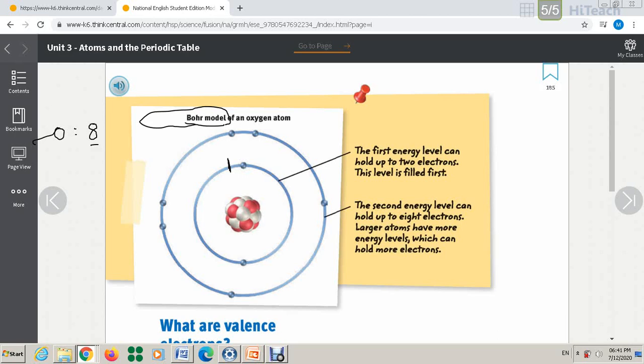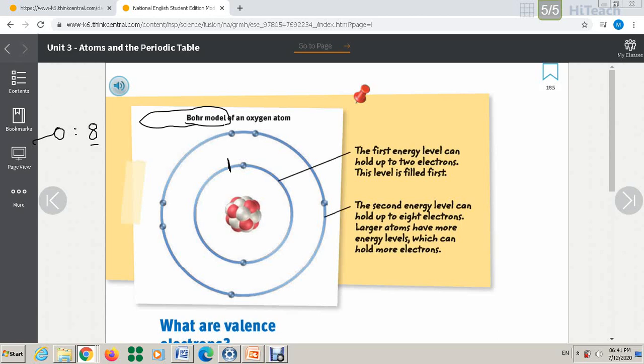The next question, pay attention to the term that I'll mention now: how many valence electrons does oxygen have? What is a valence electron? You know, the valence electrons are the electrons in the outermost shell of the atom. What is the outermost shell here? The second ring is the outermost shell, right? So how many valence electrons are there? There are 6 valence electrons.